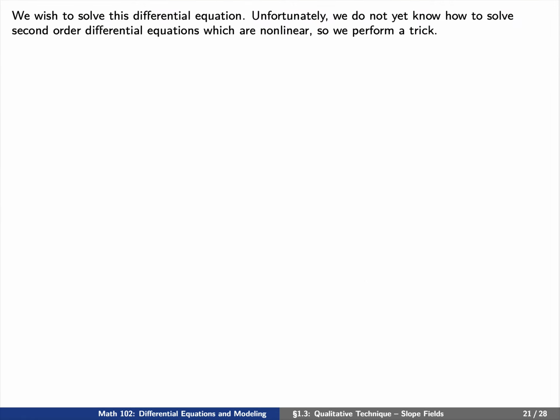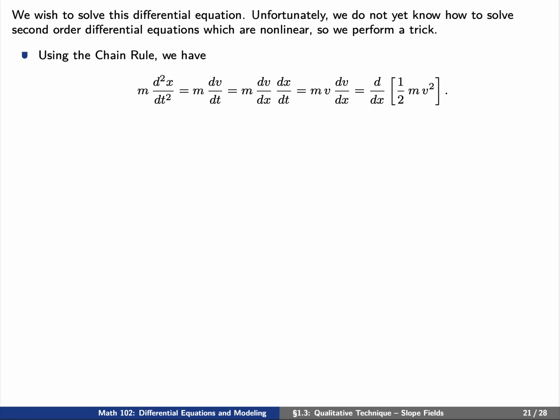We wish to solve this differential equation, but unfortunately we've only discussed how to solve separable first-order differential equations. So we're going to perform a trick to reduce to that case. Let's take a look at the left-hand side and the right-hand side of this differential equation separately. First, let's take a look at the left-hand side. Here we have mass times acceleration. We'll use the fact that the acceleration is dv/dt, and then use the chain rule to express dv/dt as dv/dx times dx/dt. Now, dx/dt is just the velocity v.